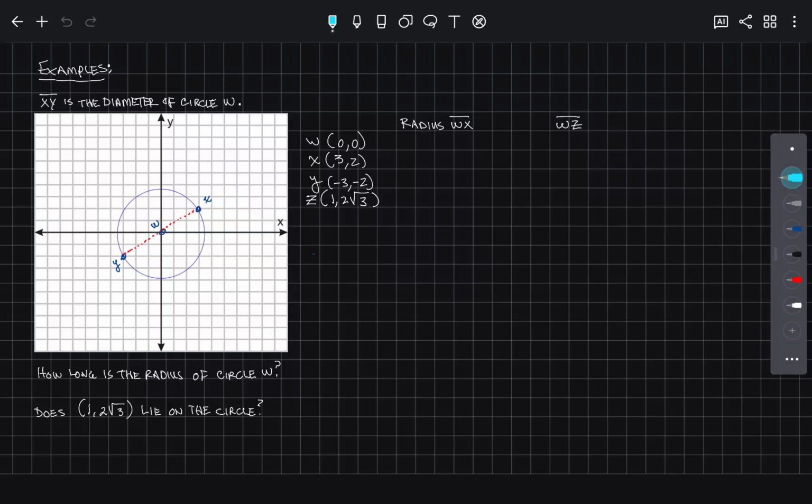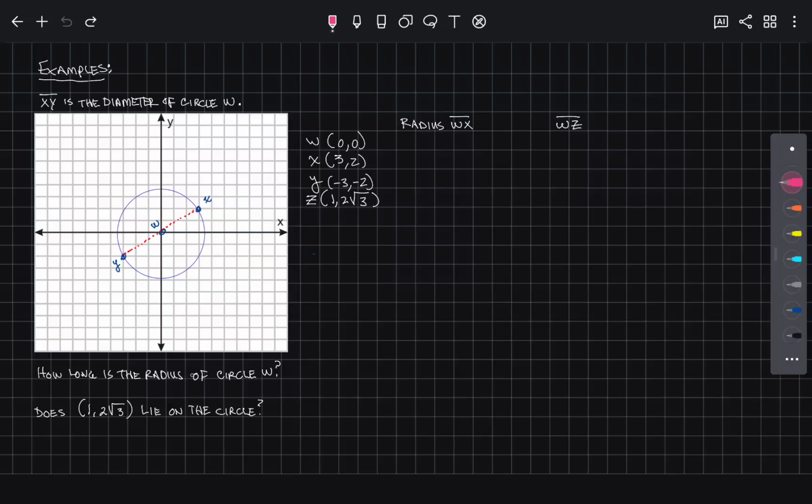So XY is the diameter of circle W. I went ahead and just made a dotted line. It should be a solid line. I just feel more comfortable making dotted lines all the way from X to Y, crossing through the center point W, meaning that if we were to break this up into a radius right here, that segment WX is going to be equal to WY. So those two sections right there, a radius plus a radius makes a diameter. A radius is going to be equal to another radius added to make that diameter. So that's why those two segments are going to be equal.